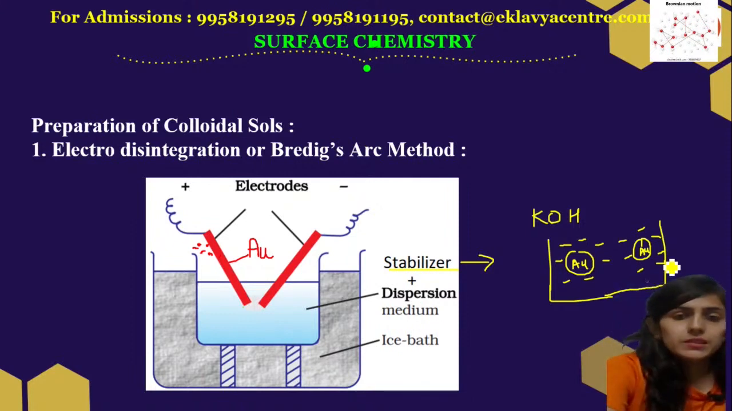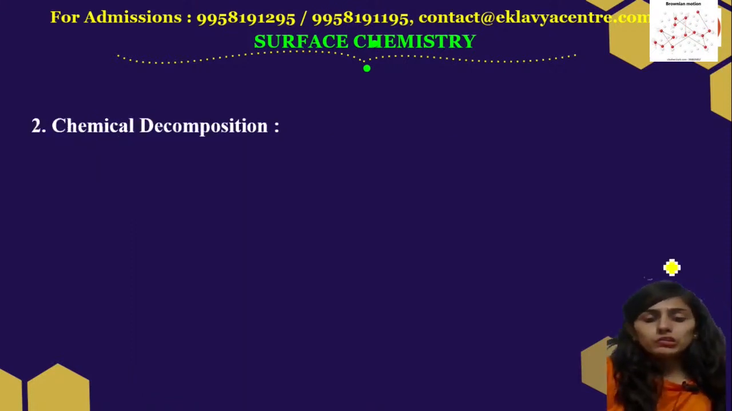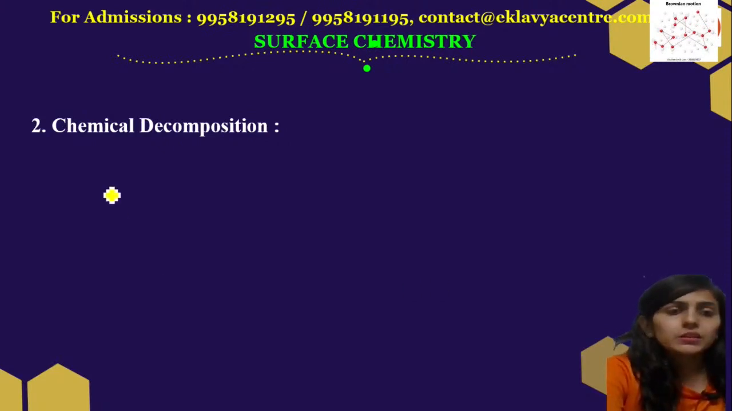Now next we have the chemical decomposition method. In this chemical decomposition method, or you can say chemical methods, we have 4 types of chemical methods that we have to study.